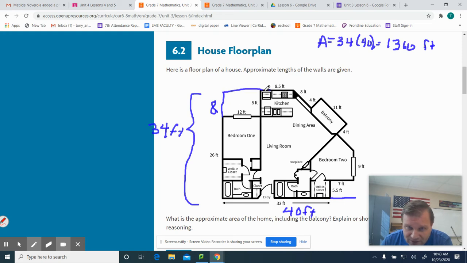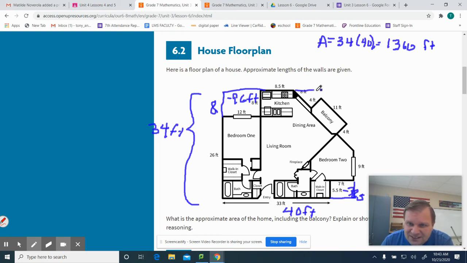Now, when we look at this, we have some empty spaces. So right here, we have this rectangle that represents some empty space. I want to take those empty spaces away. So I have an area of 12 times 8, which is 96 square feet. Now, I want to take that away from this in a few minutes. And if I look here, I have another rectangle that I can take away, and I have 7 times 5.5. And 7 times 5.5 will give me 38.5 square feet that I can take away here.